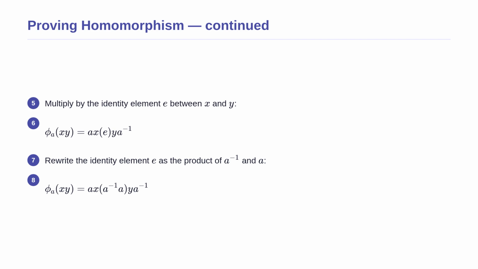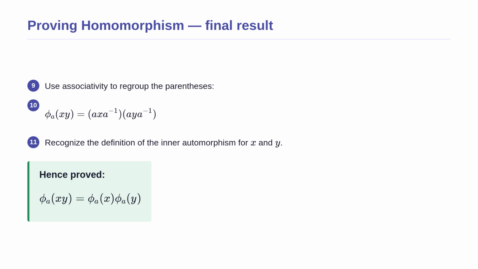Next, we rewrite that invisible identity element in a very specific, useful way. We know that any element multiplied by its inverse equals the identity, so we replace E with the product of A inverse and A. This creates a necessary bridge between the left side and the right side of our expression. Because we are working inside a group, we are allowed to regroup our parentheses however we like. This property is called associativity, meaning the grouping of multiplications does not change the final result.